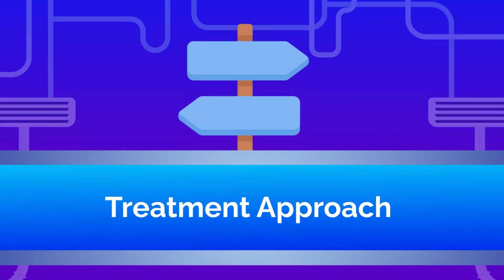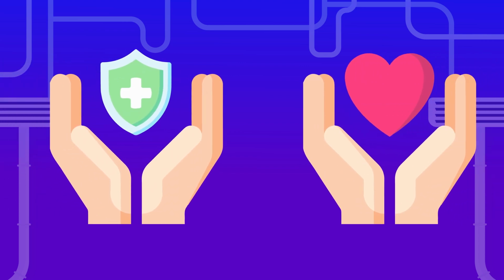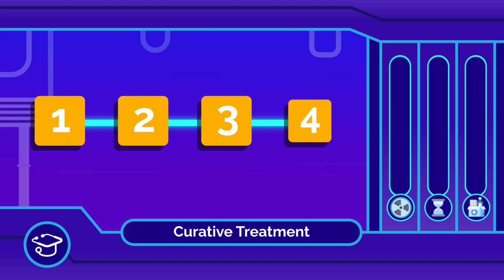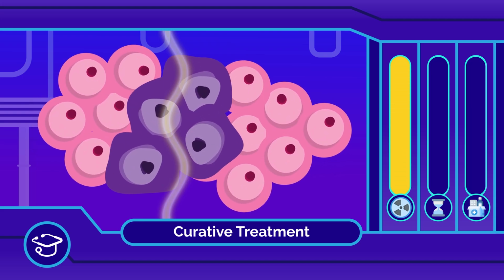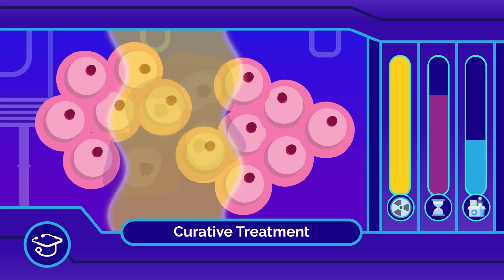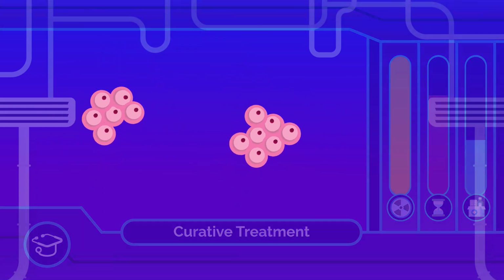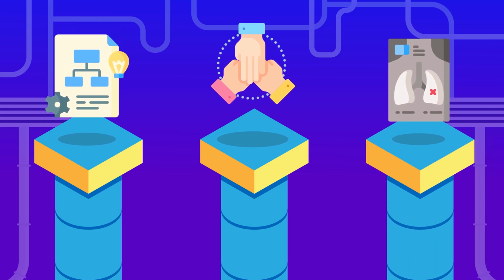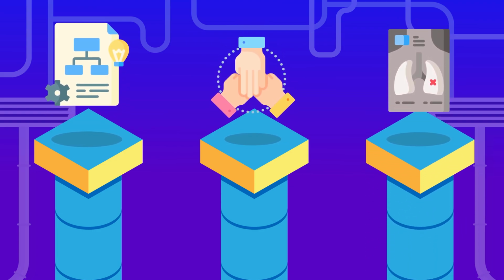There are two treatment approaches radiation oncologists take: curative treatment and palliative treatment. Curative treatment involves a structured treatment regimen with higher doses of radiation, often over several weeks, with the goal of eradicating cancer while sparing healthy tissue. This requires detailed treatment planning, close collaboration with medical physicists, and regular imaging to ensure precision.